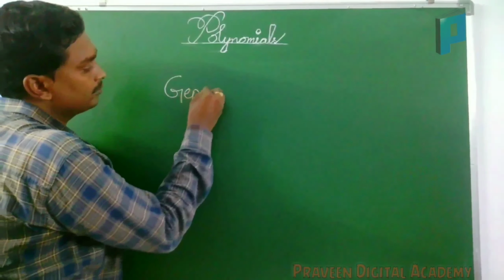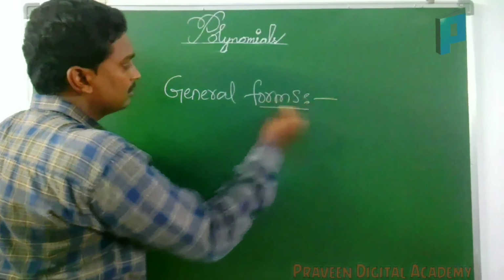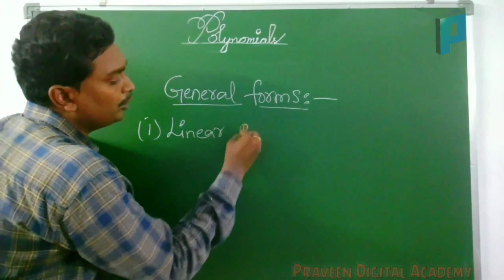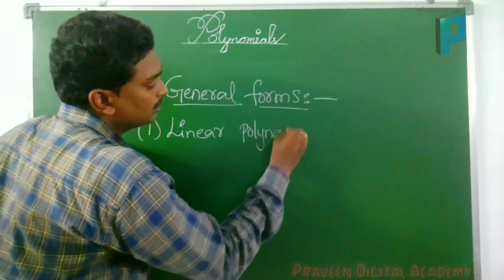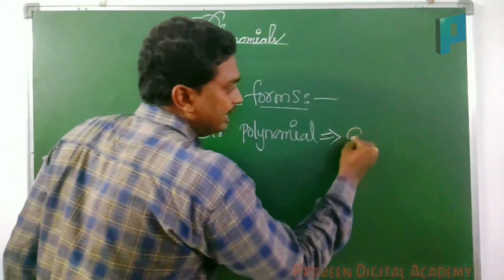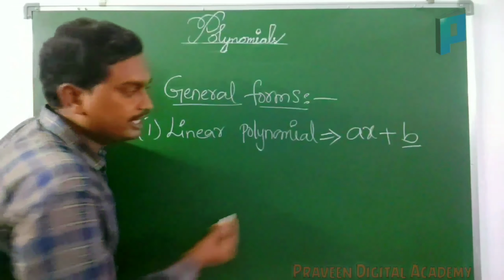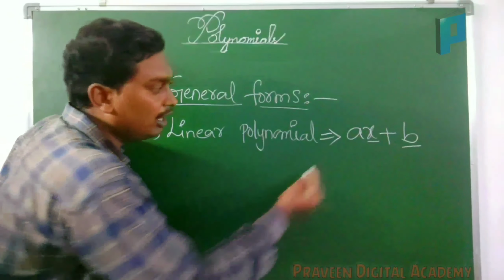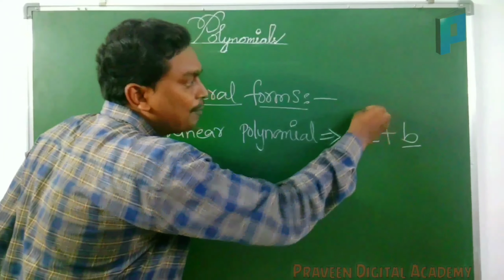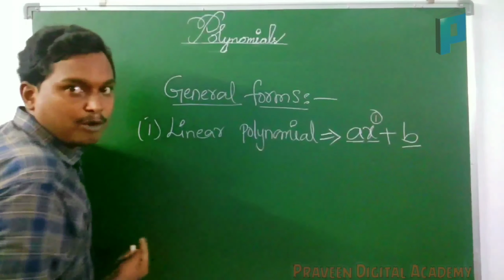General forms. First of all, linear polynomial. The general form of linear polynomial is ax plus b. This b is called a constant, x is called a variable, a is called a coefficient, and here the x variable has power 1. So, we will call such type of polynomial a linear polynomial.